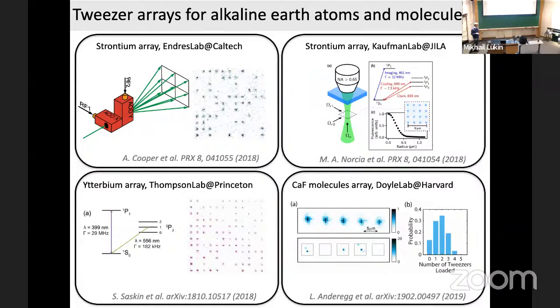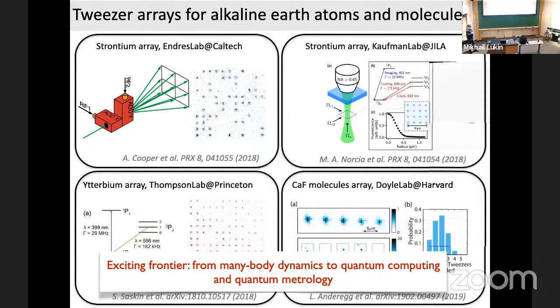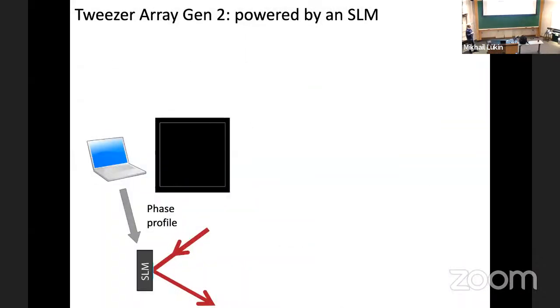Okay, so it brings me to a point about 2 years ago, when we actually stopped our experiment and undertook a major upgrade. And so now in our lab at Harvard, we are running what we call generation 2 atom array. This generation 2 experiment is basically powered by a spatial light modulator.